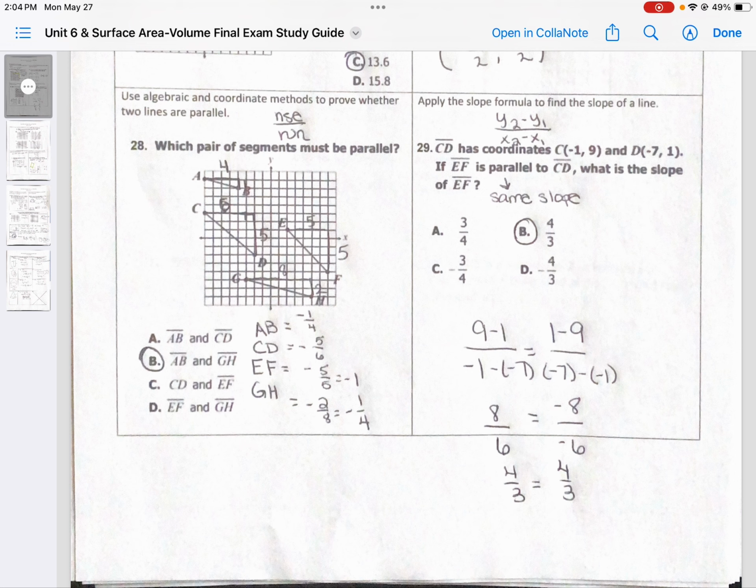CD has coordinates of -1, 9 and -7, 1. If EF is parallel to CD, what's the slope of EF? Once again, parallel lines mean they have the same slope. I use my slope formula, y2 minus y1 divided by x2 minus x1, which is rise over run, right? Your rise would be up and down. Your rise would be 8, your run would be 6. 8 over 6 simplifies down to 4/3.